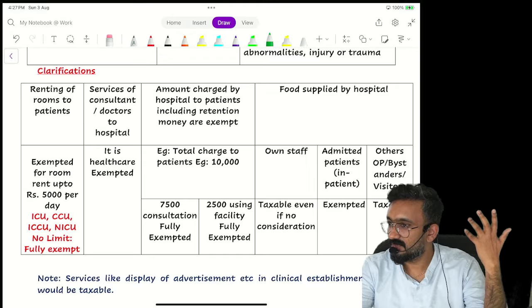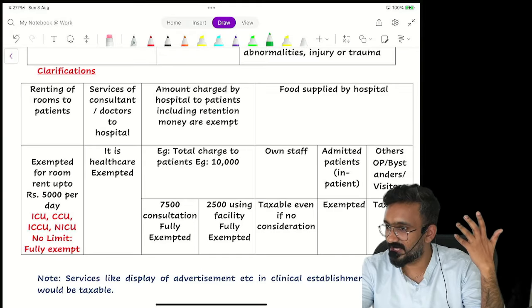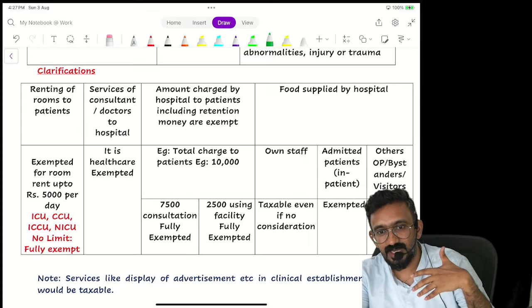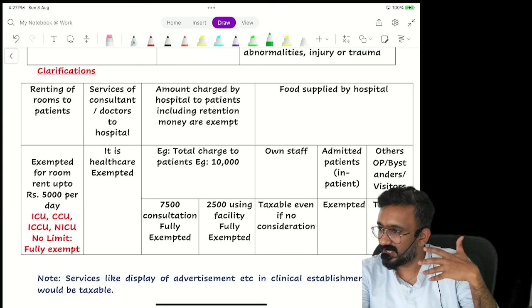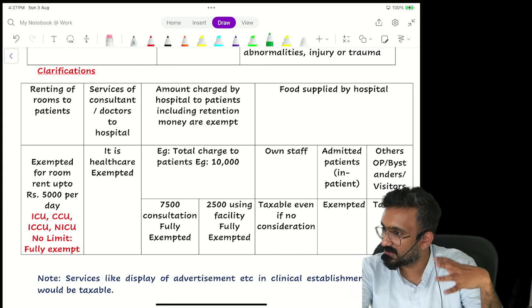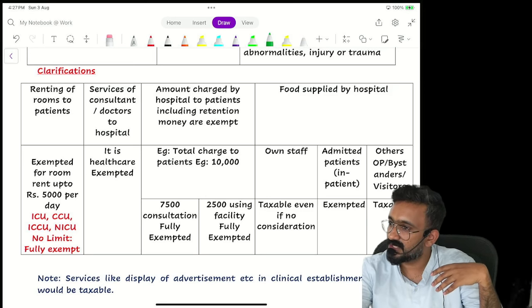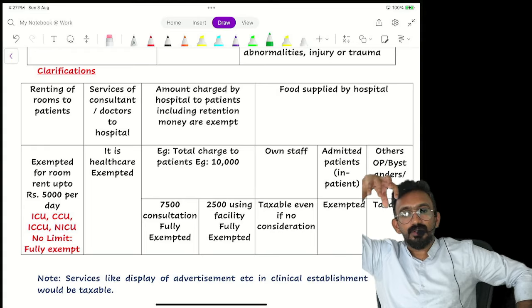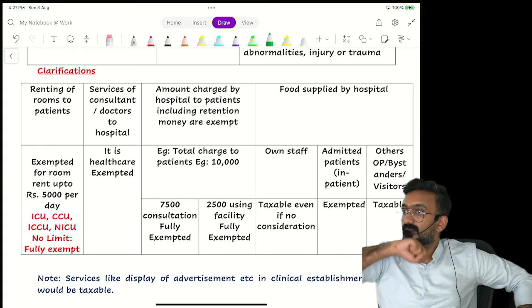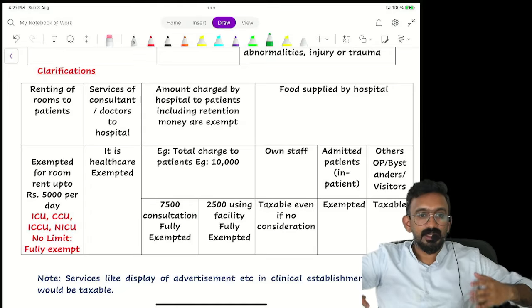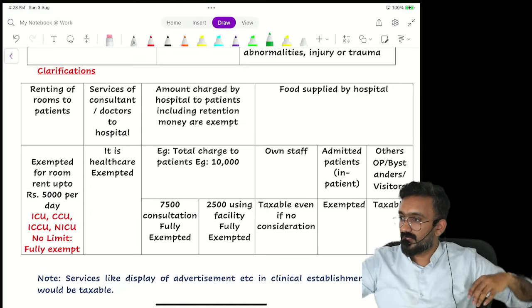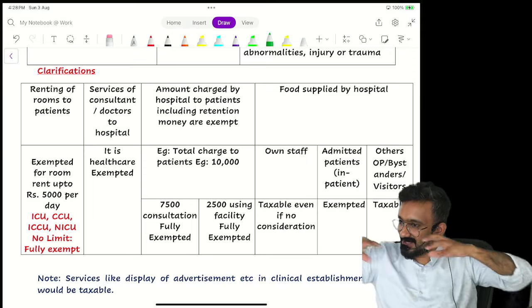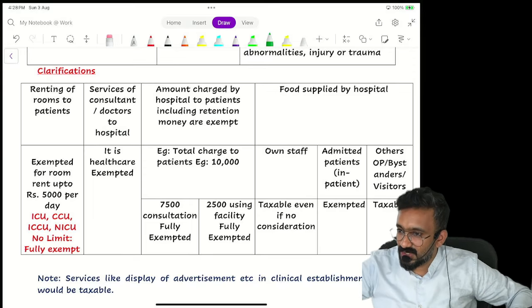Because a ventilator and all is required, they'll charge some 20,000 rupees per day, or 50,000 rupees. ICCU and all, they'll charge 1 lakh rupees per day. Like, how many things have to be attached to your body to survive, no? Would it be taxable or exempt? Exempt, no limit. Some doctors are not employed in the hospital. They would say, Monday, Tuesday I'm available in Apollo, Thursday, Friday I'm available in Kaveri, and like that. They are getting consultancy charges.